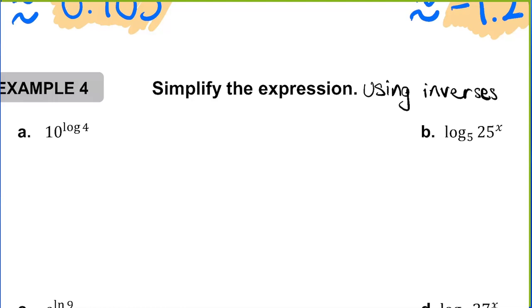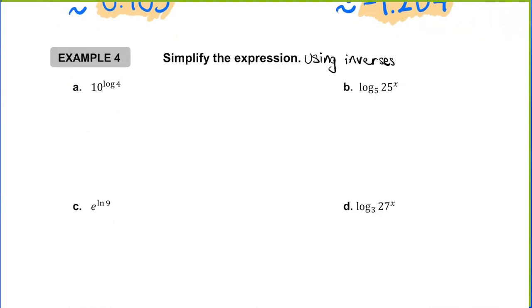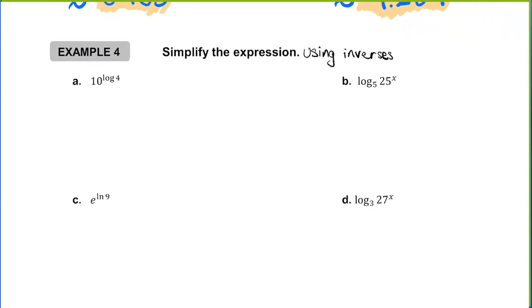Every math operation on the planet has an inverse. An inverse is something that can undo the original operation. And I want you to remember logarithms are an operation. So addition, inverses, subtraction, multiplication, inverses, division, and so on. That means that logarithms have an inverse as well, and that's raising something to an exponent.